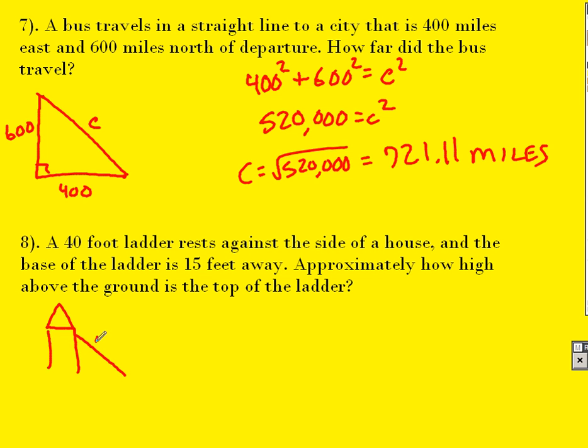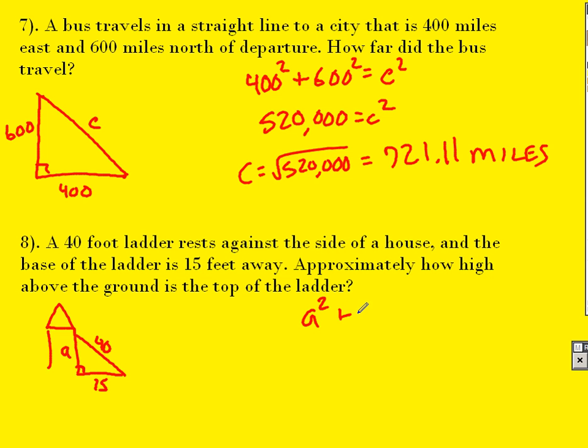I know the ladder is 40 feet long, and I know the base of this ladder is 15 feet away from the house. So I need to know this side right here, which I will call A. Because it's a leg, here's my right angle. That's why A is a leg. 40 ends up being your hypotenuse.